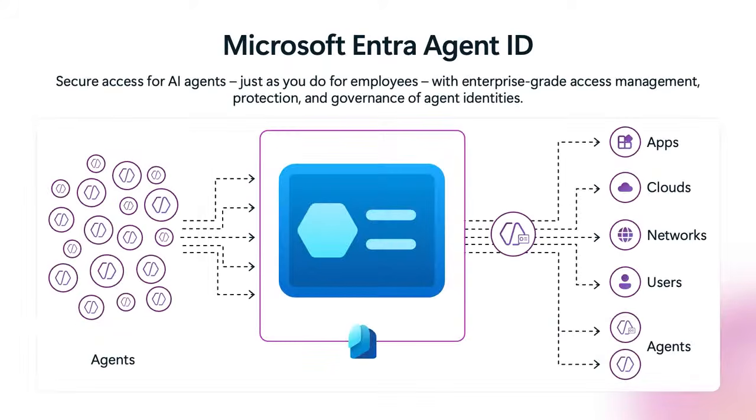Entra Agent ID gives every agent a proper identity. And once it has that, it plugs straight into the frameworks you already have. Conditional access, RBAC, audit logs, same system, extended to cover agents. Without it, policies are patchy, audit trails are messy. And when something goes wrong, you're guessing. With it, you have answers.